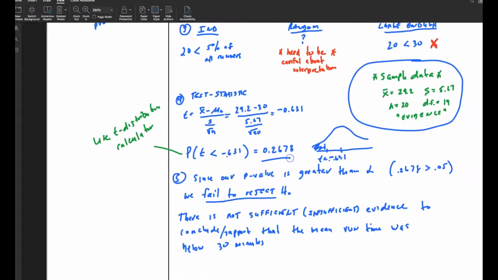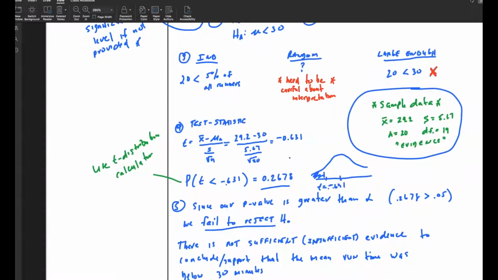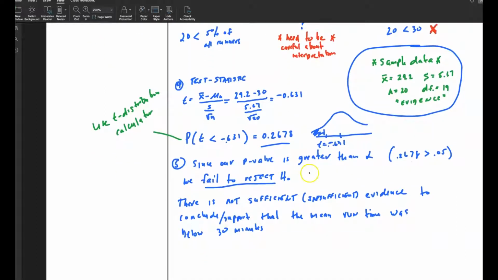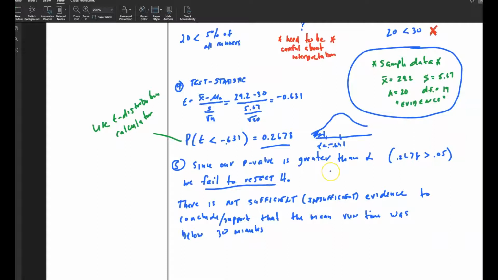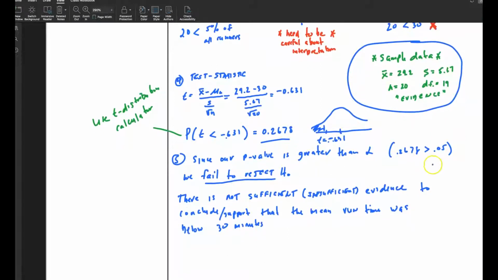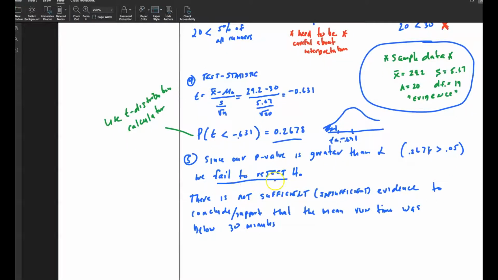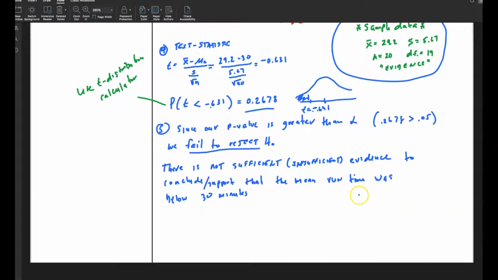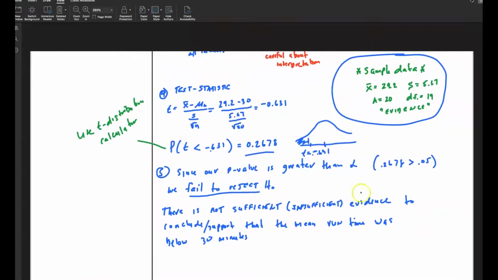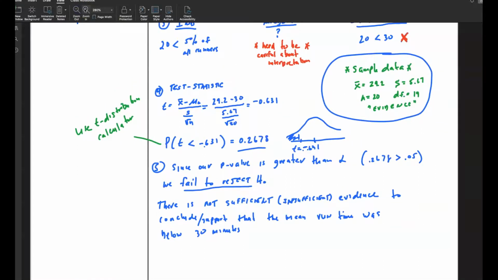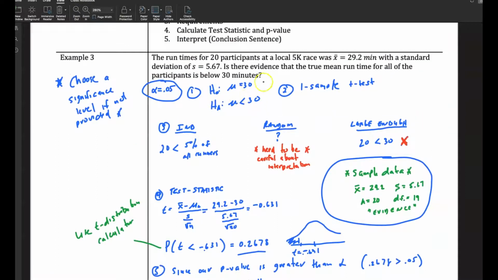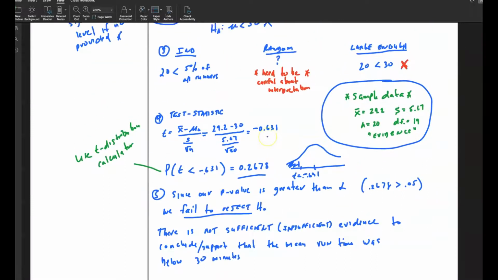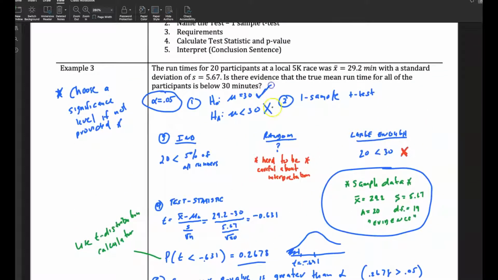Once you get your p-value, we compare that to the alpha. And remember in the notes, the lower the p-value, the more likely we would reject the null hypothesis. But since this p-value is greater than alpha, we fail to reject the null hypothesis, which means there's not sufficient evidence to conclude that the mean runtime was actually below 30. Do not reject the null hypothesis, which means we're accepting that and rejecting the alternative.